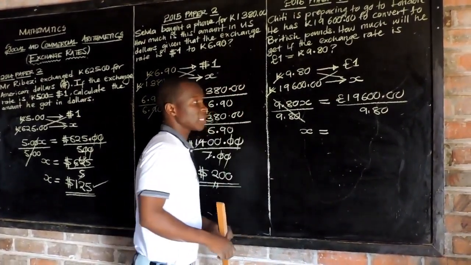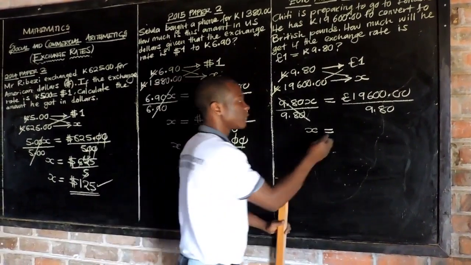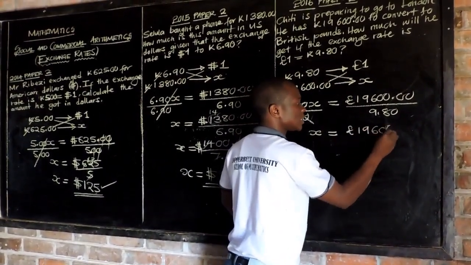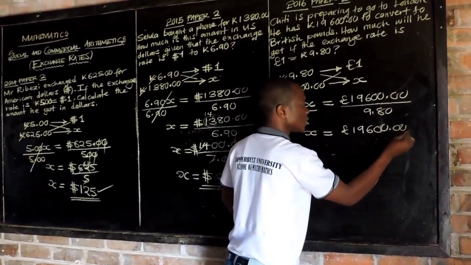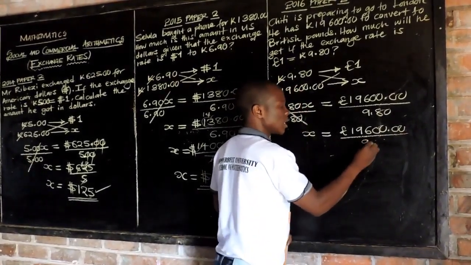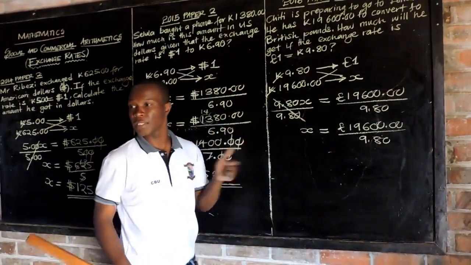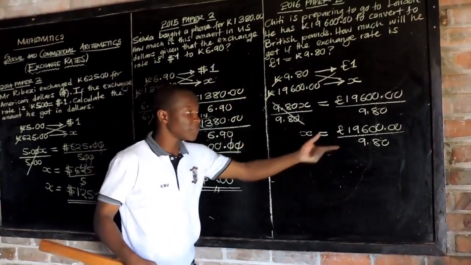Now guys, at this level, remember what I said, right? We have 19,600 British pounds over 9.80. Now, I said you are not allowed to use calculators. So find ways and means of dividing.